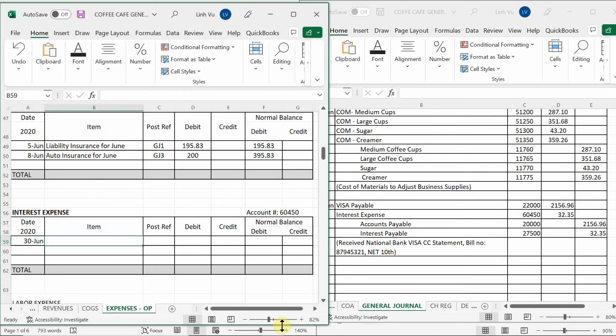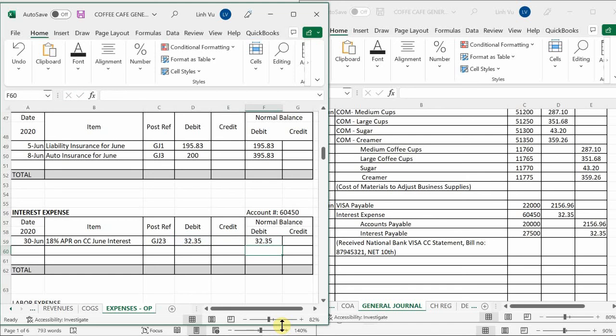Okay, and we're going to say 18% interest, or 18% APR on credit card, for the month of June. June interest. Okay, today the journal is 23, and we incurred it for $32.35.